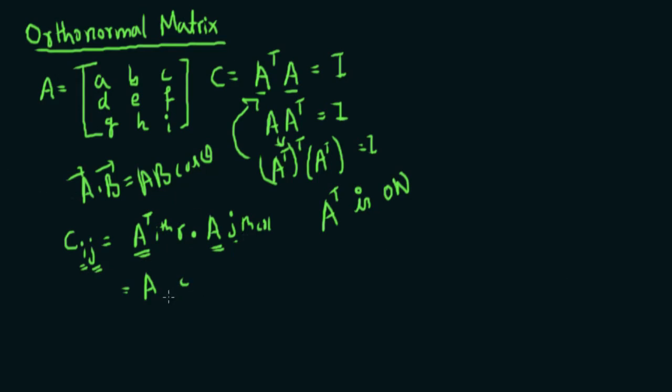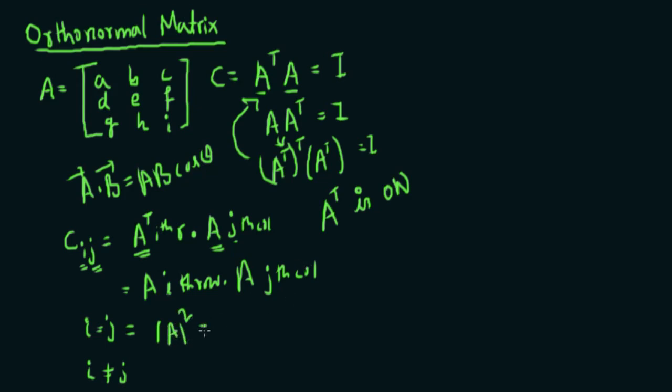Pencil, and yeah, A's ith row times A's jth column. Now let's take two cases: when i equals j and when i is not equal to j. When i equals j, I am just taking the dot product between the same row, basically the ith row of A and the ith row of A. And if you take the dot product of the same vector, then you pretty much know that A dot A is basically the magnitude of A squared, right?